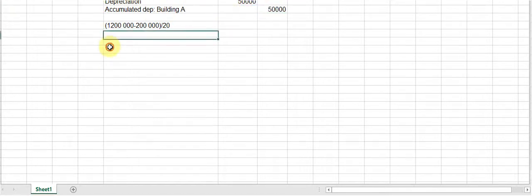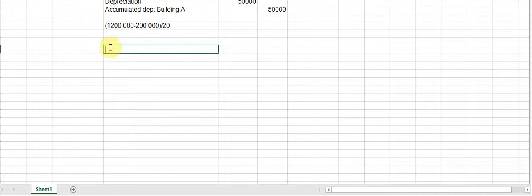Then we can also do the journal entries for building B. Right, building B is going from investment property and it should become PPE. So we need to do some journal entries here. First and foremost, it is investment property, so that is where we will start.